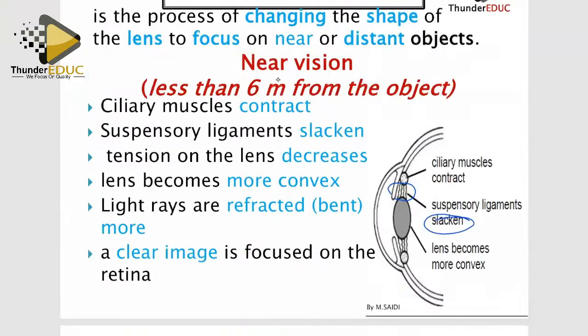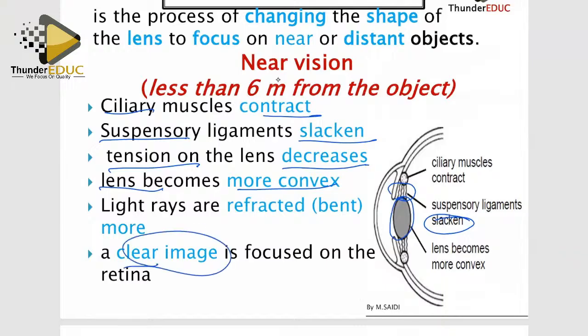So ciliary muscles contract, suspensory ligament slackens, the tension on the lens will decrease. When the tension on the lens decreases, it means that now the lens will become more convex. It becomes thicker. Now the light rays are refracted more, meaning that they are bent more. And then now a clear image is focused onto the retina. That's what we call accommodation. And that process will result in the change of the lens so that a near object and a far object can be focused. Meaning that if you don't have the ability to change this lens, you can either be short sighted or long sighted.